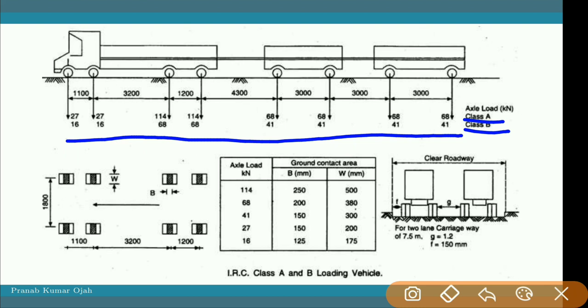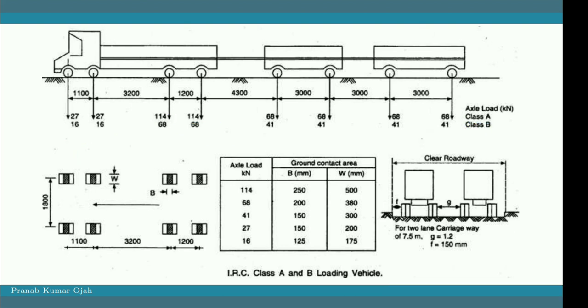For the class A vehicle, the maximum load is 114 and 114 for one pair of wheels. So that means 114 and 114 are the maximum load for one pair of wheels. So the maximum load for each wheel will be 57 kilonewton. So when I design the deck slab, I will consider two wheels, each having 57 kilonewton of load.